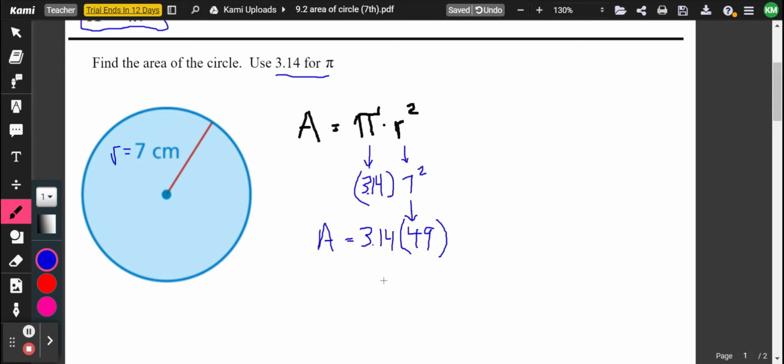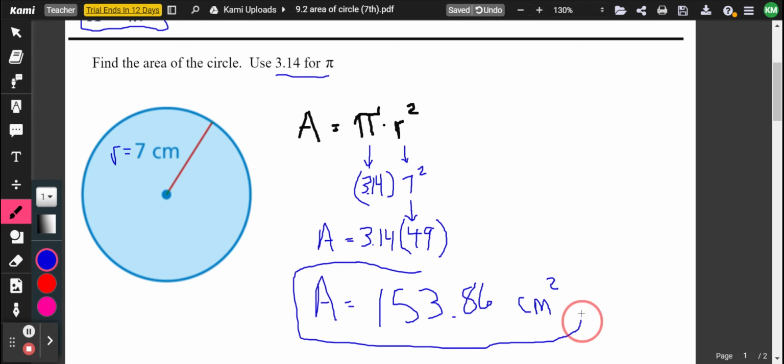So all we have to do then is multiply that together. So 3.14 times 49 is 153 and 86 hundredths. And we don't forget to square our units, so centimeters squared. So our answer is 153.86 centimeters squared.